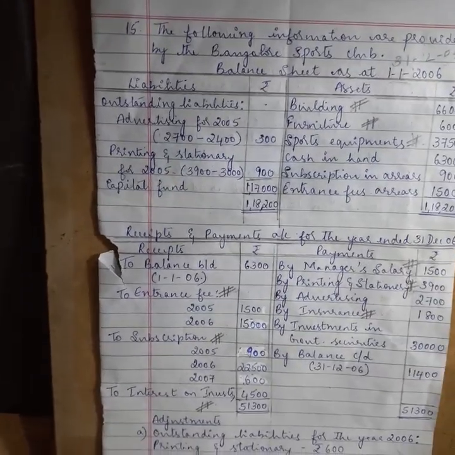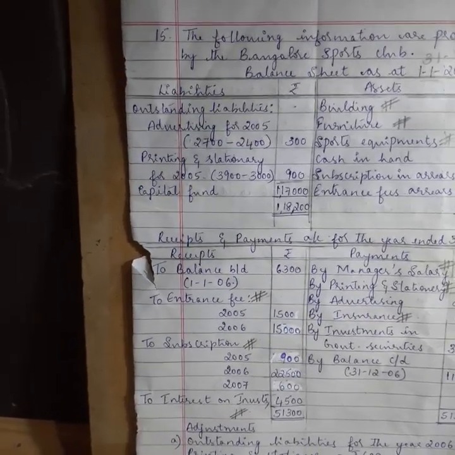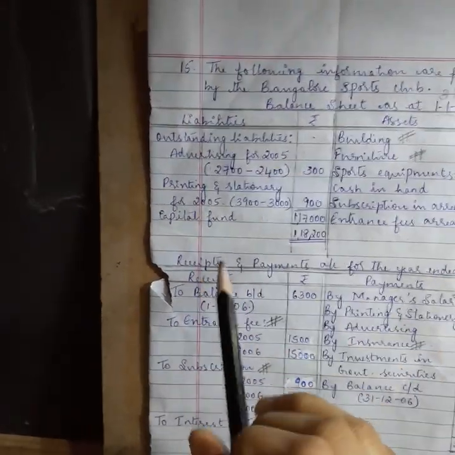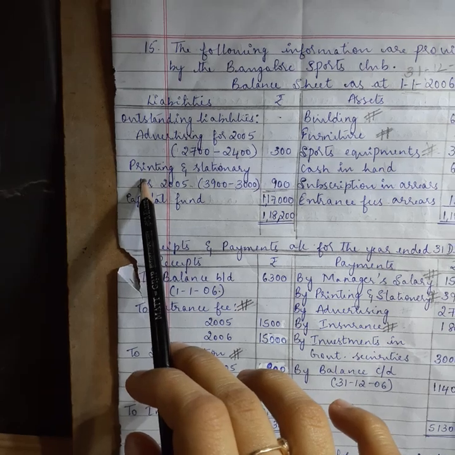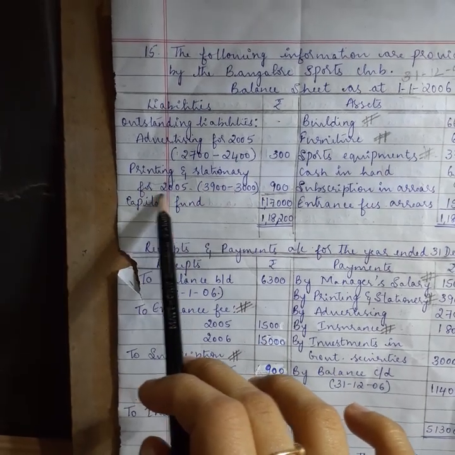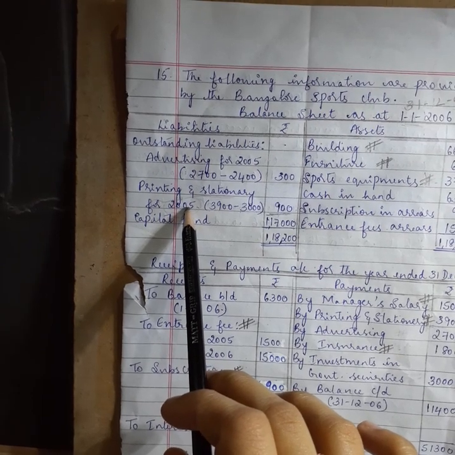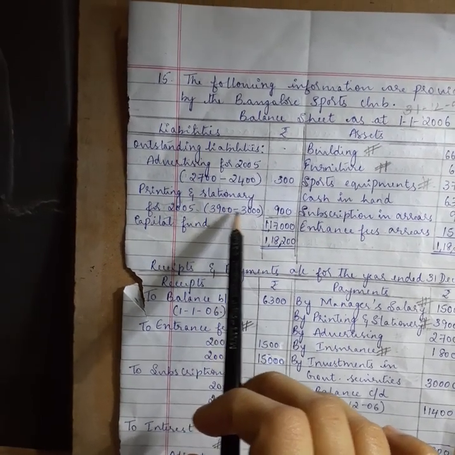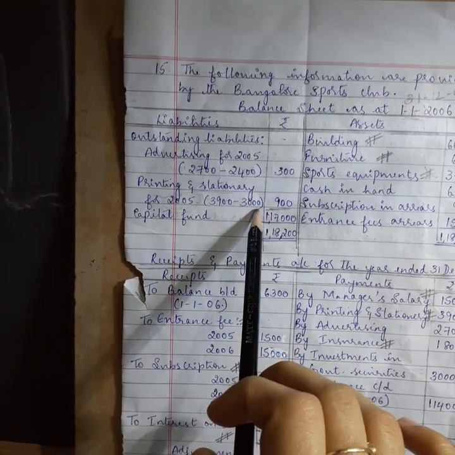Meanwhile, go to the balance sheet. There are also certain outstanding liabilities given on the liability side. Printing and stationery, they have given in the balance sheet. This is the closing balance sheet of the previous year. In the previous year, we have one item there, printing and stationery for the year 2005. Outstanding liability of the year 2005. They were supposed to pay 3,900, but they have paid only 3,000.